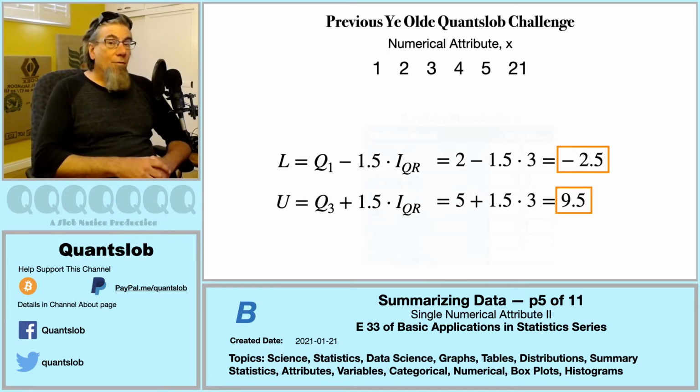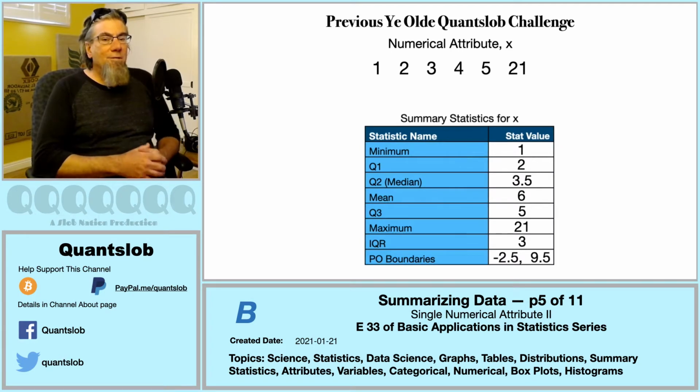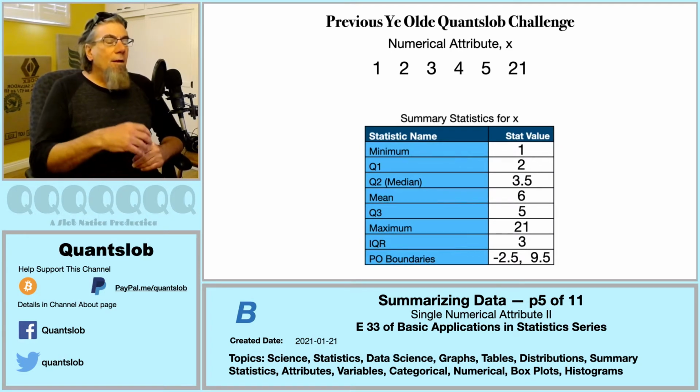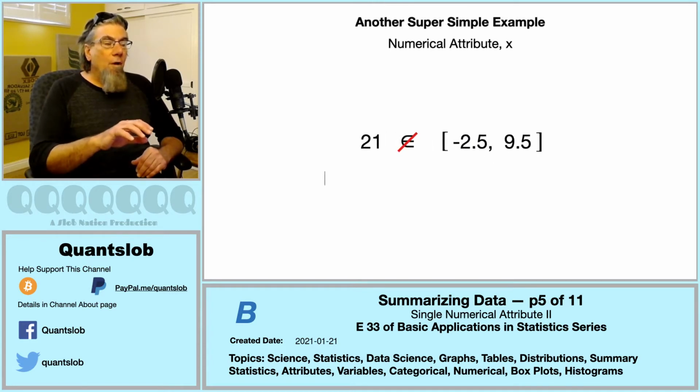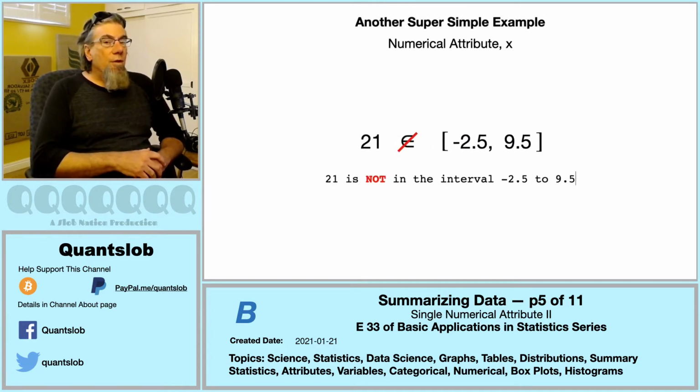And so we'll first dutifully complete our little summary stats table here and simply observe that 21 is not contained in the interval negative 2.5 to 9.5. It is therefore a potential outlier.